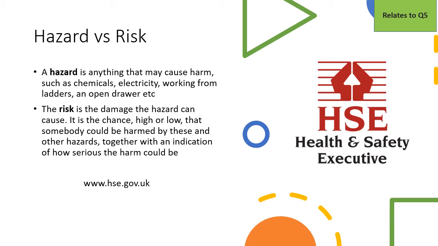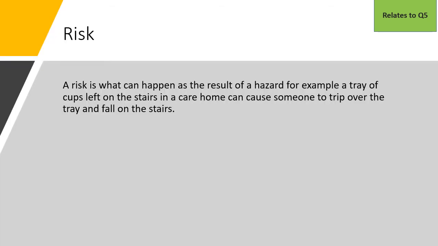So it is the chance, high or low, that someone could be harmed by these and other hazards, together with an indication of how serious the harm could be. So, for example, a hazard could be a wet floor, and the risk is that somebody could slip on that wet floor. And here's another example. A risk is what can happen as a result of a hazard. For example, a tray of cups left on the stairs in a care home can cause someone to trip over the tray and fall on the stairs.